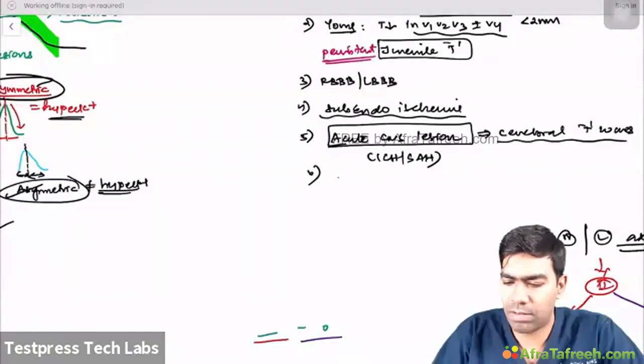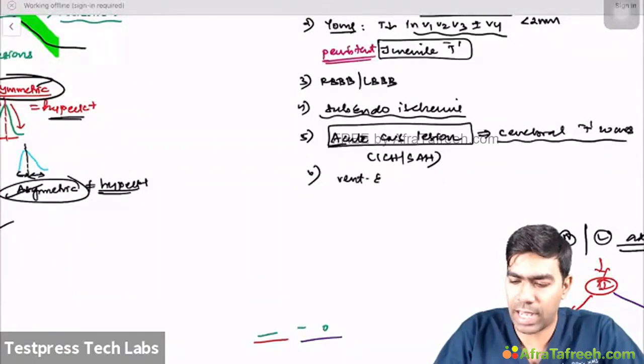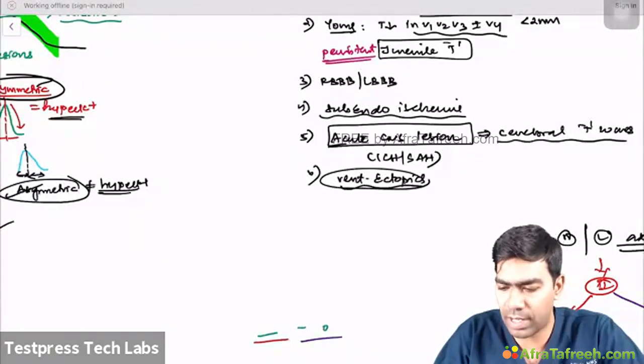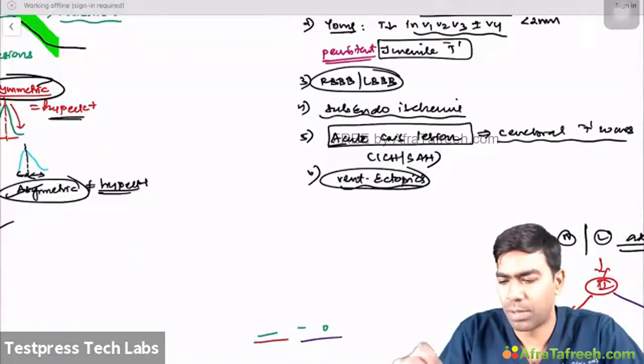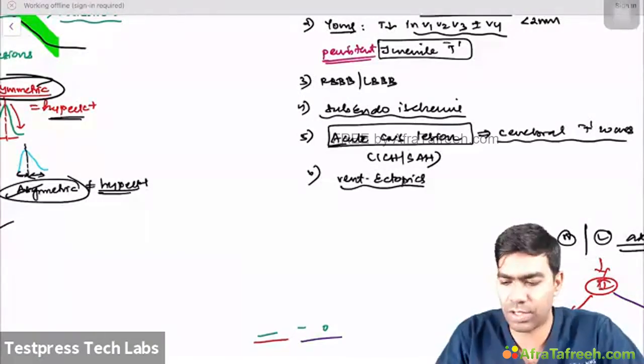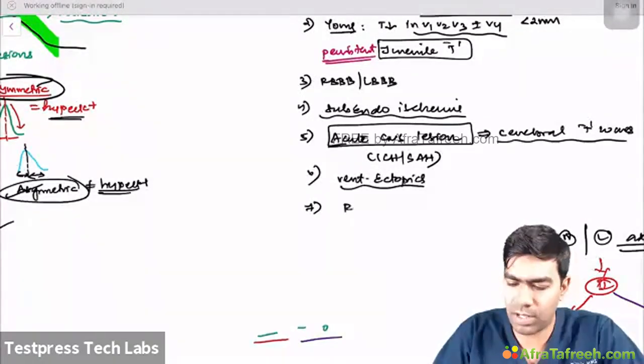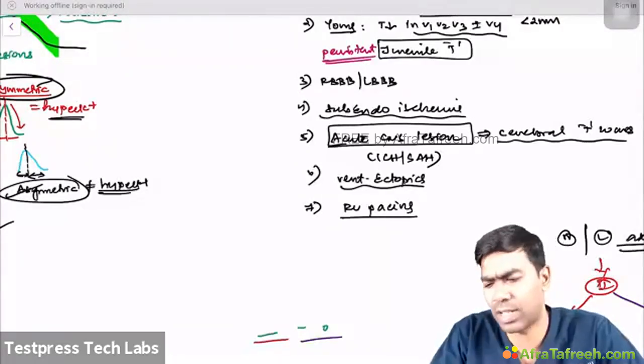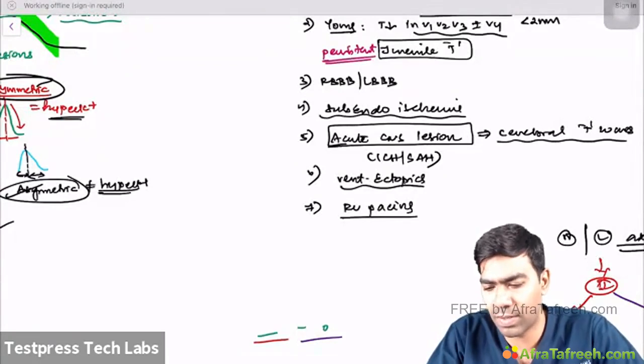And ventricular ectopics, tachycardia or all this stuff, they can produce T wave inversion because ventricular ectopics, we know, are going to produce bundle branch block pattern only. So it's a no-brainer again. So they can produce T wave inversions. And for that same reason, your RV pacing, which produces left bundle branch block pattern, also can produce T wave inversion. So you can keep on extrapolating whatever you have learned till now.